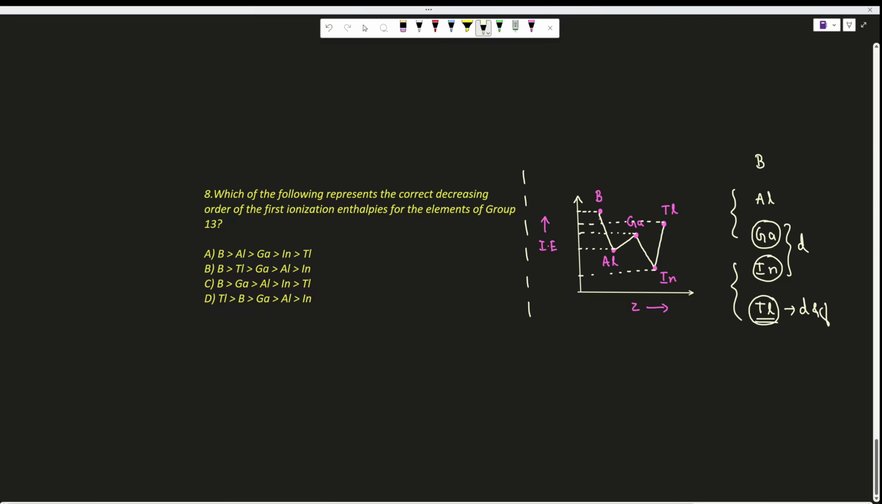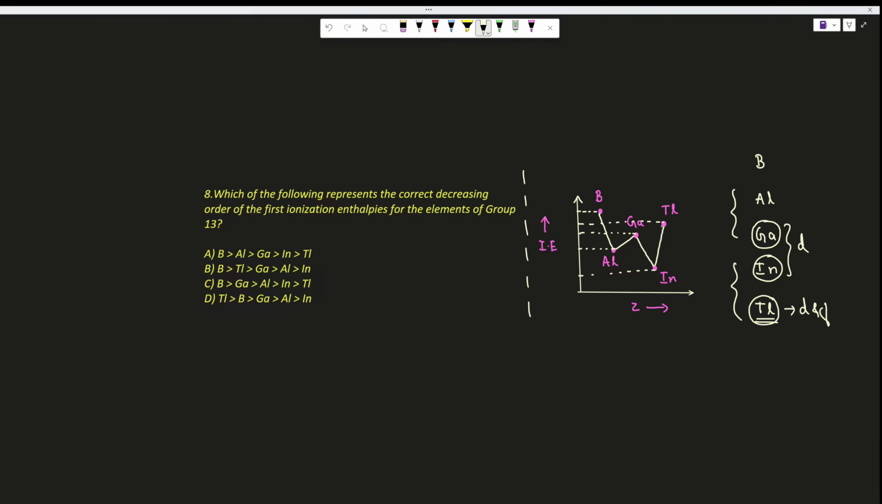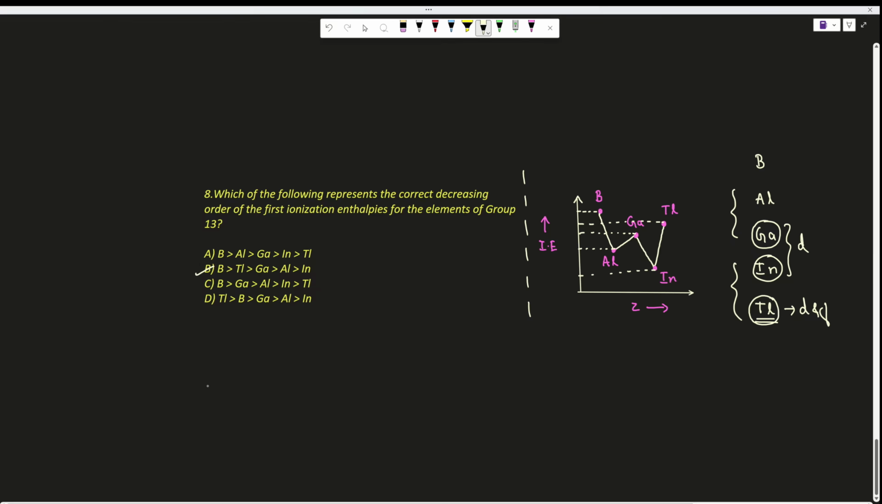So now look at the order. Boron you have, next which one? You got thallium. Boron highest, but next comes thallium. Remember. Then gallium, aluminium, and indium. Indium is least. So this is the right answer here.